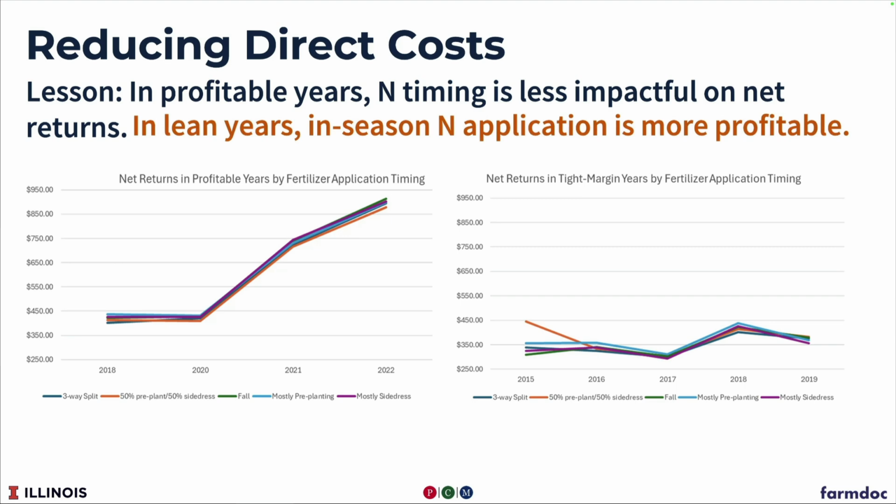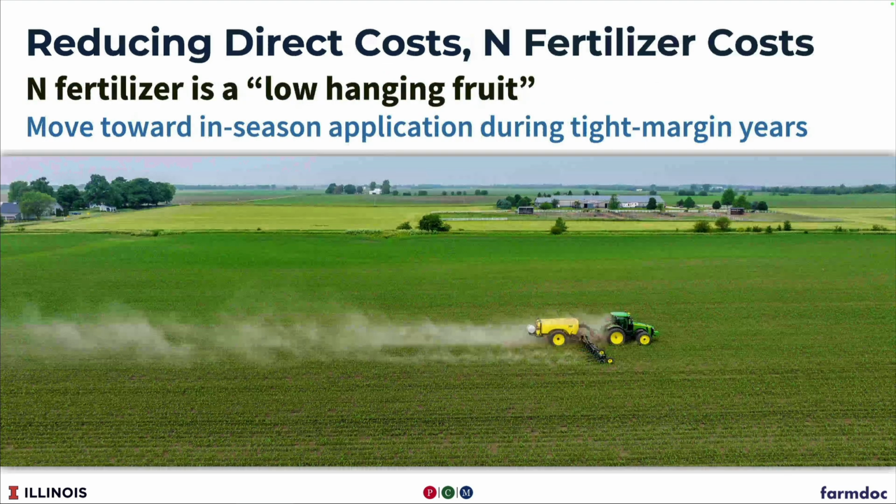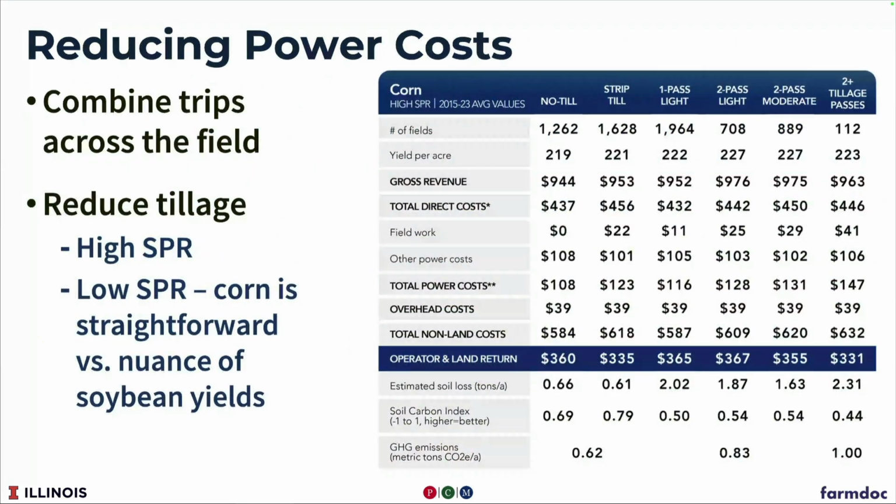In lean years, in-season nitrogen application is more profitable. So this is just really saying that same thing, moving towards in-season application during tight margin years. Now, we just talked about reducing our direct costs, the biggest one being nitrogen fertilizer application. Let's think now about reducing power costs.